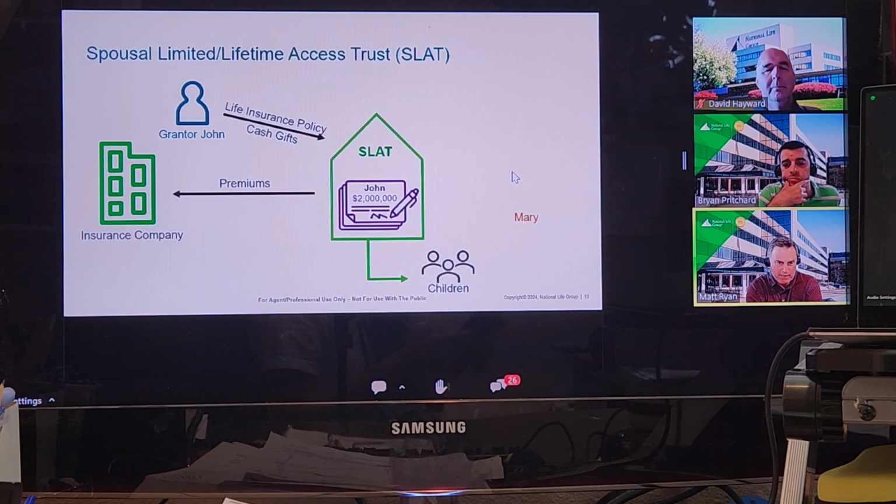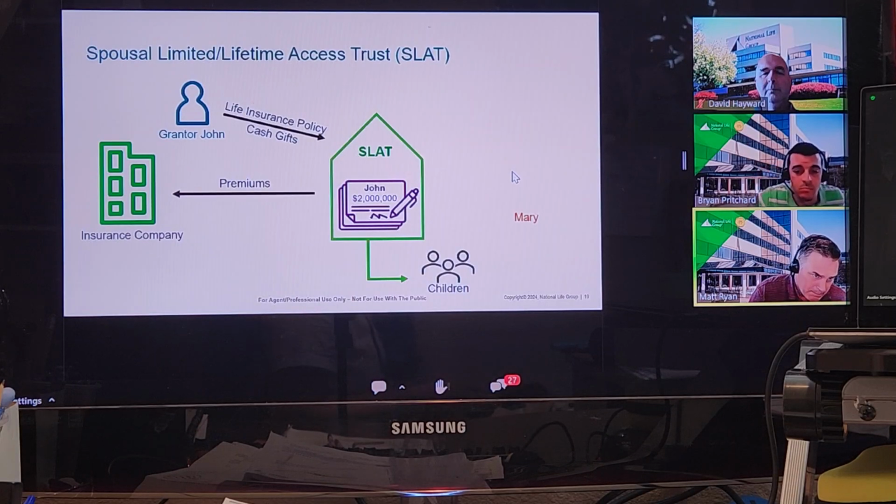So John transfers his policy to the SLAT. We still have the same issues, right? If we want this policy to be removed from John's estate, if he makes a gift, he's got to survive for 3 years. Or if he doesn't feel like he's got that possibility, he can sell it. So he's got to seed the trust with money in order to purchase it for its fair market value. He then is going to make annual gifts to the SLAT for premiums, to make sure that policy doesn't lapse and the premiums are being paid.